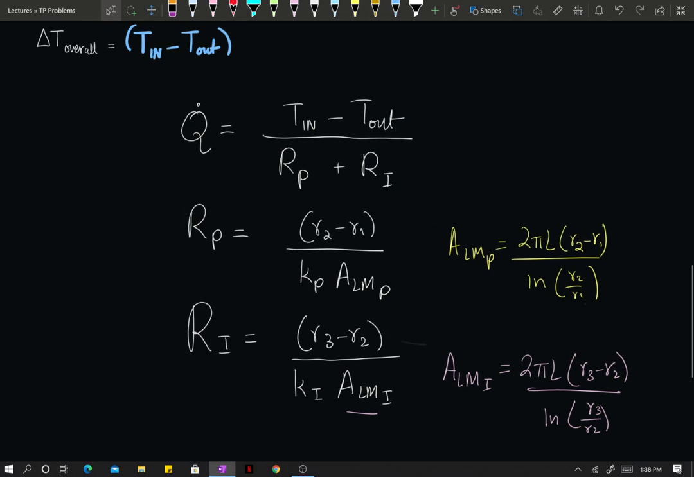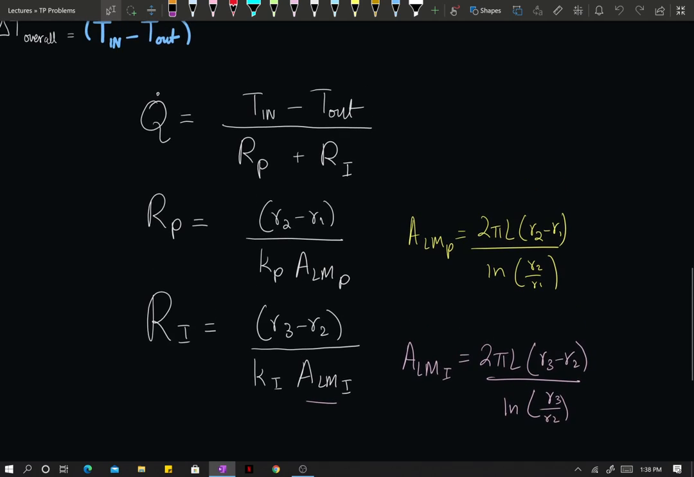I'll catch you guys in the next part of this video where we actually compute the rate of heat transfer and see how varying our parameters is going to affect our overall rate of heat transfer.